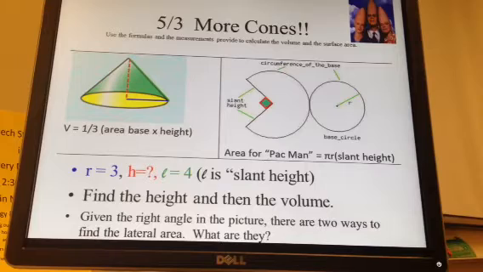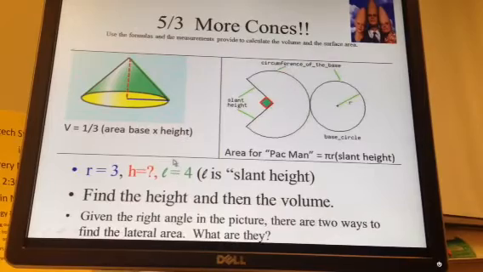So I want to quickly go through the warm-up and some calculations that I may go through a little too quickly in class, so people can go back and look at it. Our initial situation is we've got a cone with a radius of 3, a height of I don't know, and a slant height of 4. Slant height is over here when you flatten out to the net. Radius is over here. So the question is, what's the height and then the volume?